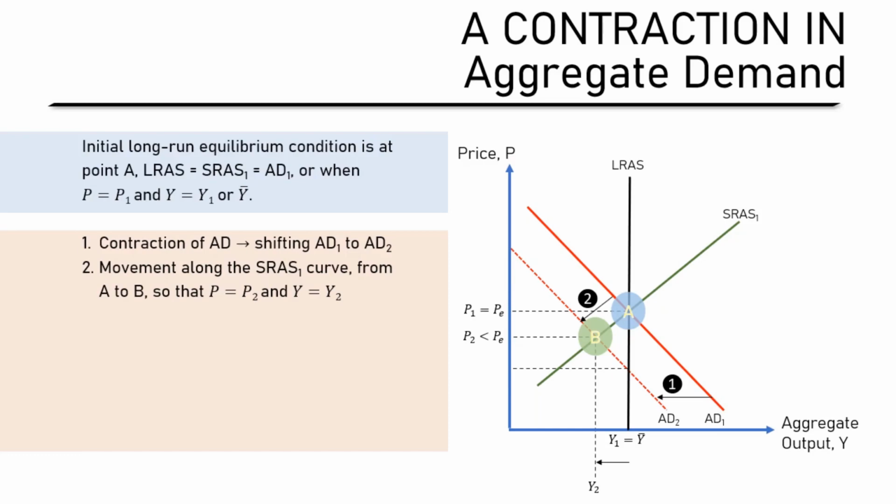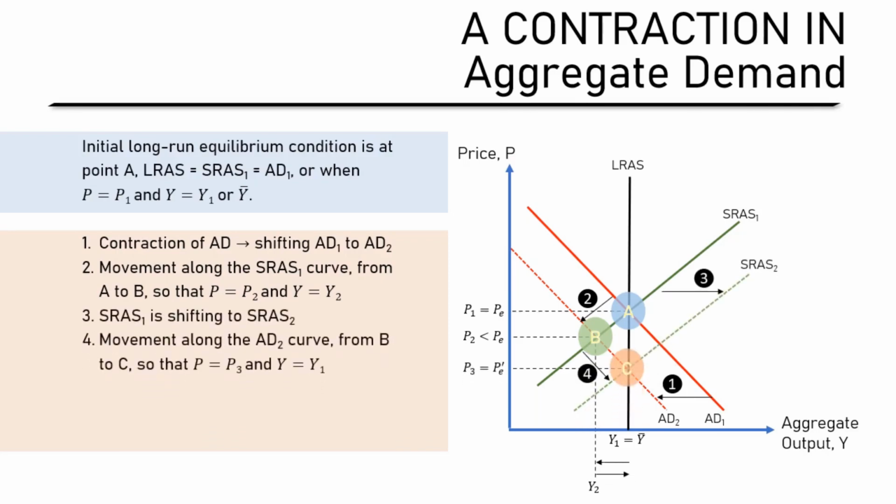Labor and firms will eventually realize that the overall price is actually lower. Thus, they adjust their expected price level. Labor will lower their nominal wage demand, providing firms the reason to hire more labor and produce more output. It means the shift of SRAS curve to the right, because at any given price now, output level supplied by firms is higher.